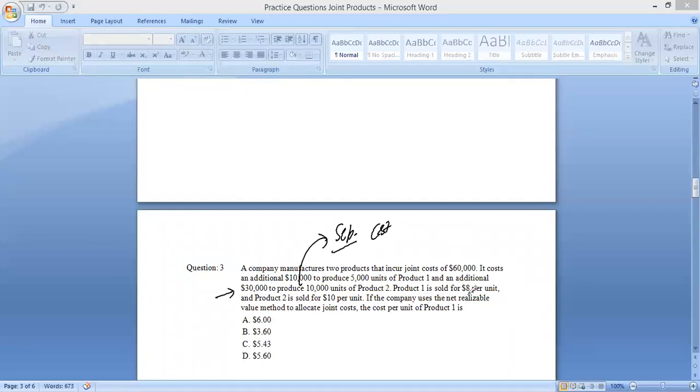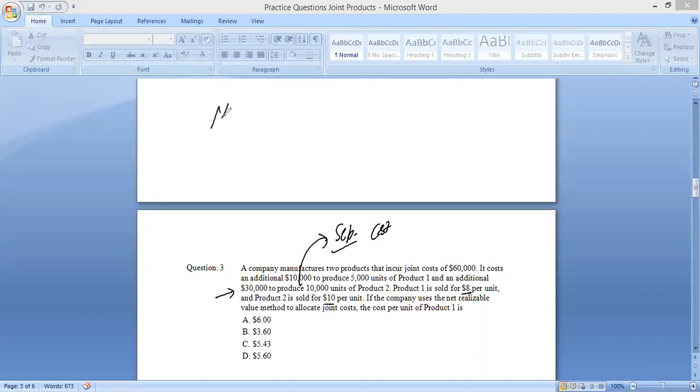Product 1 is sold for $8 per unit. This is the sale price of product 1, and product 2 is sold for $10 per unit. If the company uses the net realizable value method to allocate joint cost, what is the cost per unit of product 1? Students, remember we already explained in our previous video how we calculate the share of joint cost in case of the net realizable value method.